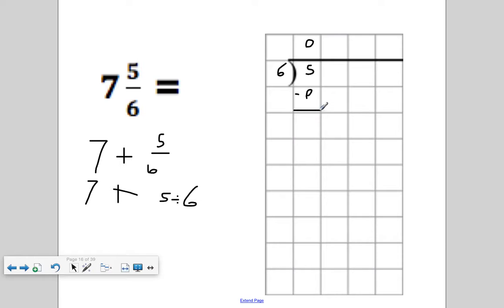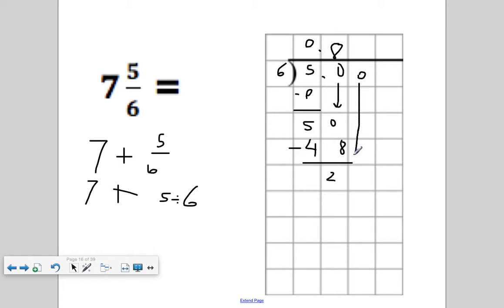So I have, how do I get rid of this 5? 0.0. I bring down the 0. How many groups of 6's, oh, forget my decimal point. How many groups of 6's go into 50? 6, 12, 18, 24, 30, 36, 42, 48. 8 groups. 50 take away 48, you're left with 2.